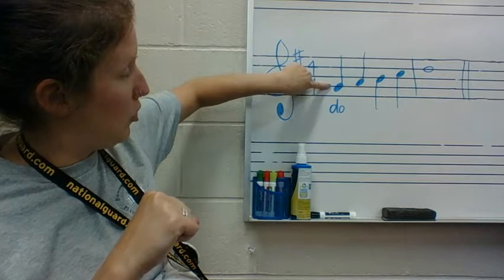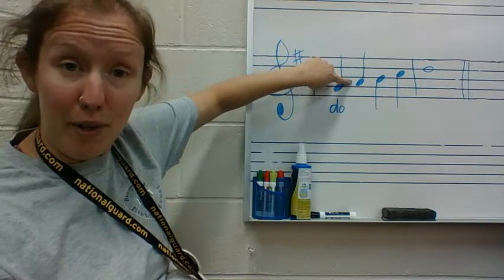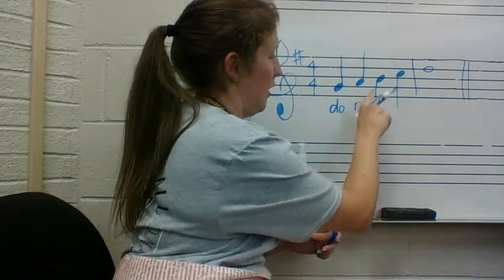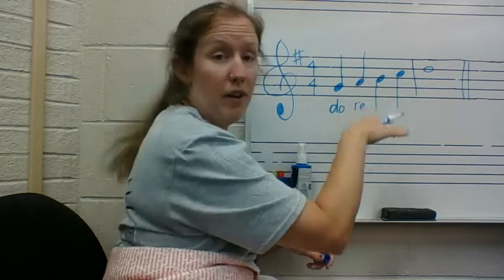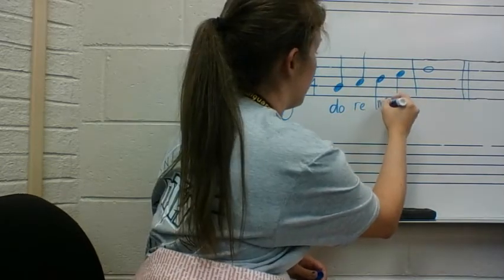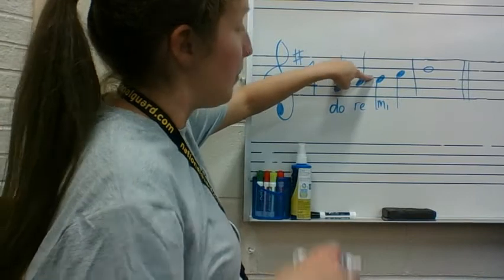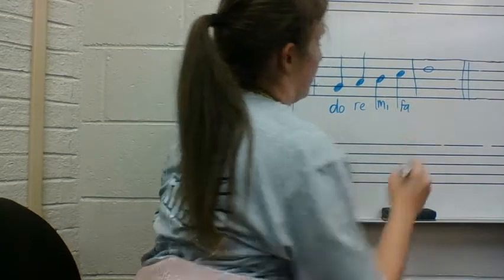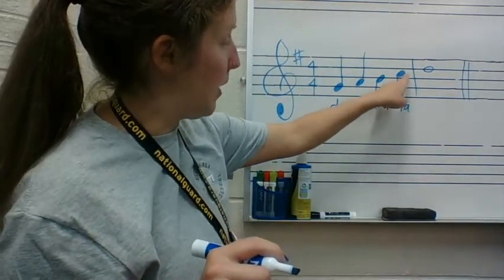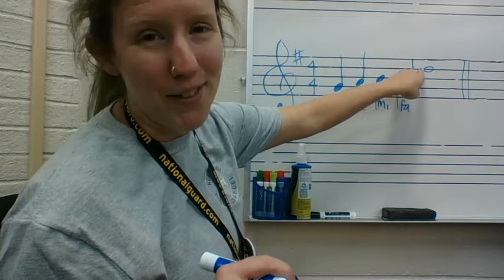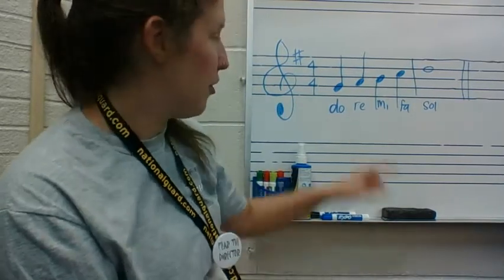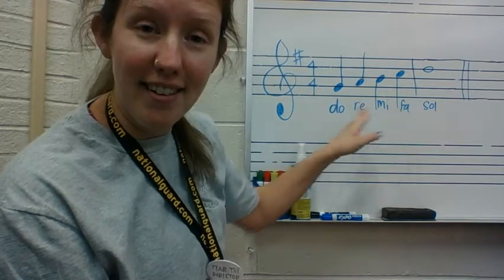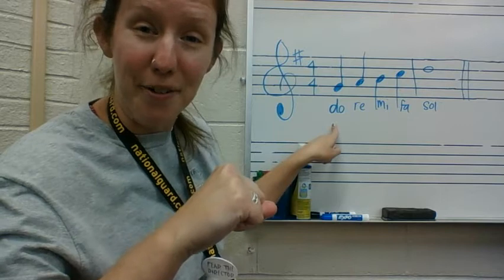So this line is do, the space above it is going to be re, right? And then if this space is re, the line above it is going to be mi. If this line is mi, then the space right above it is going to be fa. And then finally, that space is fa, then the line above that is going to be so. Just hopped over to the piano to find do. Do. Let's sing this little piece of music together with our hand signs.